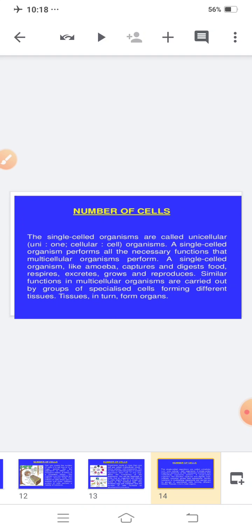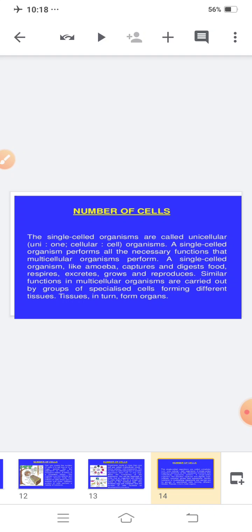So a single celled organism performs all the necessary functions that multicellular organisms perform. A single celled organism like amoeba captures and digests food, respires, excretes, grows and reproduces. All the functions are performed by the one cell.